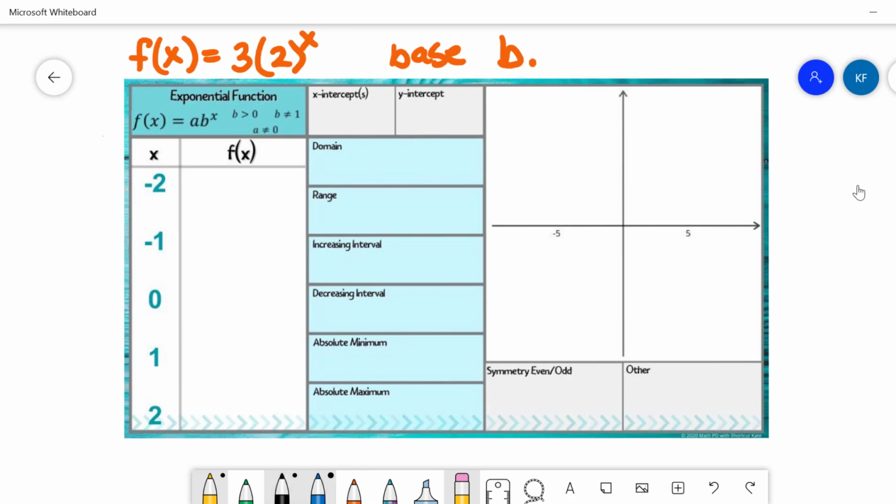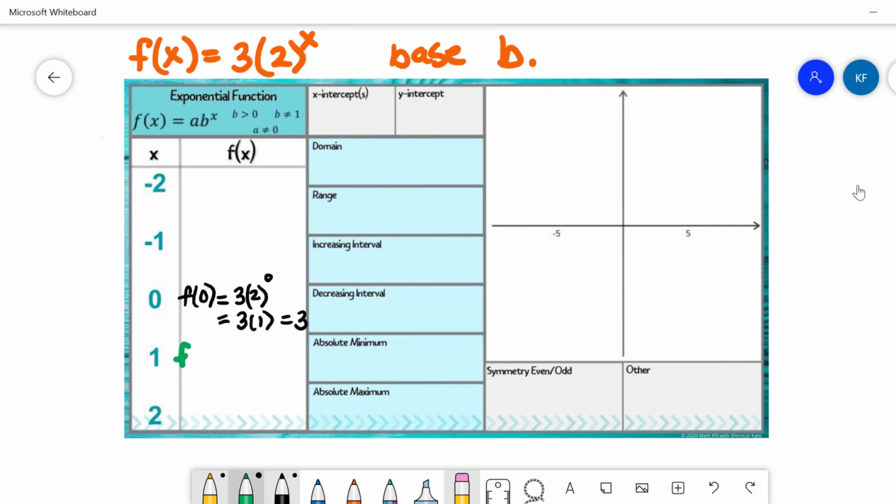I'm going to start with 0 because that's a lot easier to work with than the other ones. So I'm going to substitute the 3 and the 2 to the power 0. The rules of exponents say you do the exponent first, so I'm leaving the 3 there. What is 2 to the 0? It's 1. What is 3 times 1? It's 3. So that's the first value. It's 3.